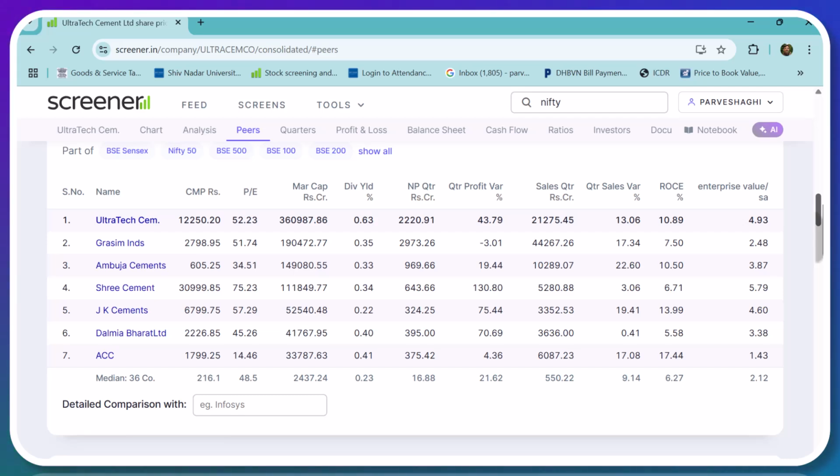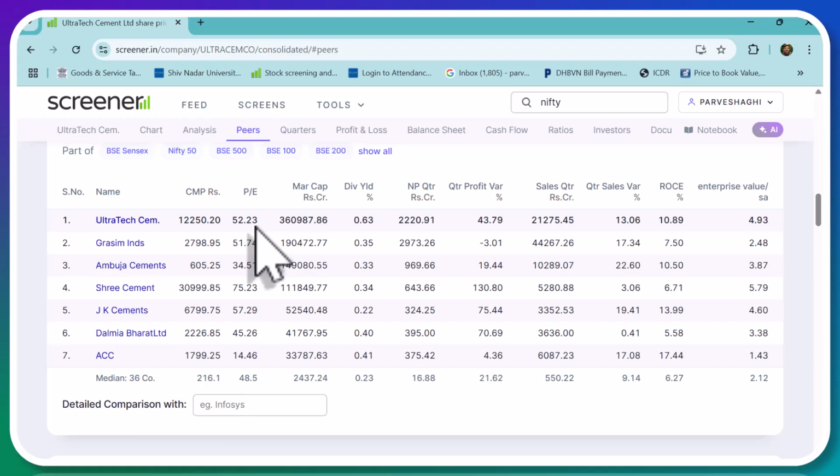Now, that means the average P ratio is 48, whereas Ultratech is 52. So Ultratech is trading slightly higher than the average. If you exclude Grasim Industries, it will narrow down a little more, because this is 51.74 and this is 48. The average will go up slightly to 49 if I exclude Grasim, intuitively. Then it will not be that much higher than the average. Is that clear?